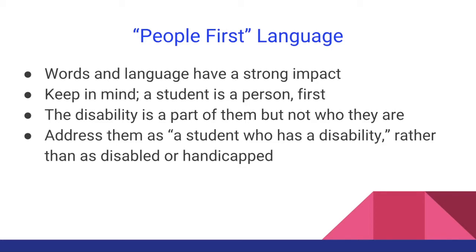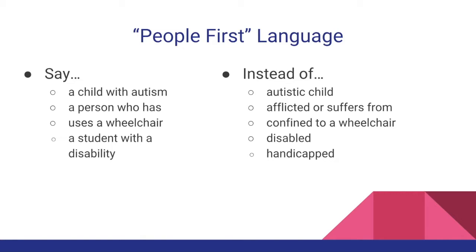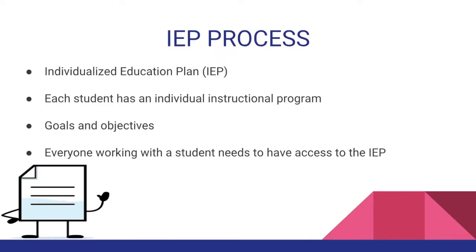Keep in mind, a student is a person first. The disability is a part of them, but not who they are. Address them as a student who has a disability rather than as disabled or handicapped. Here are some examples. For example, say a child with autism instead of autistic child. Say a person who has instead of afflicted or suffers from. Say uses a wheelchair instead of confined to a wheelchair. And a student with a disability rather than disabled or handicapped.